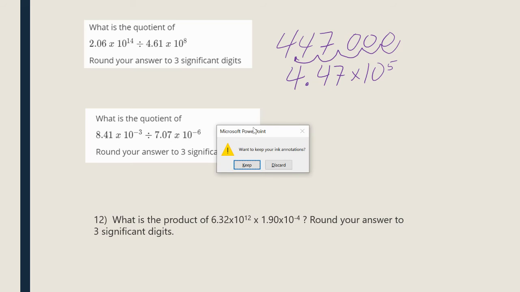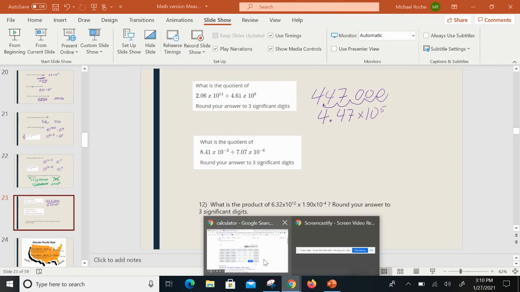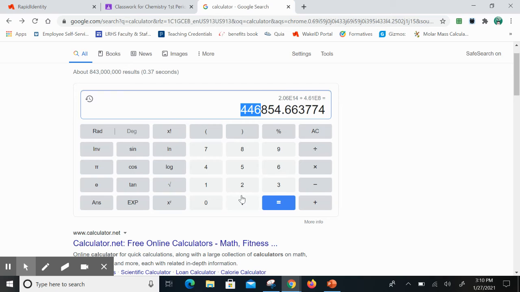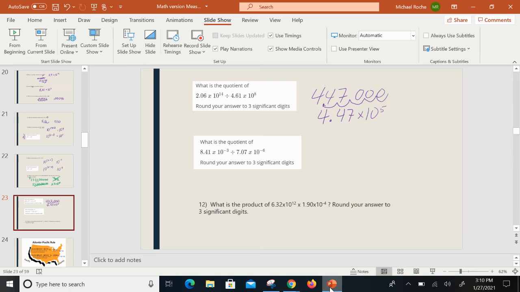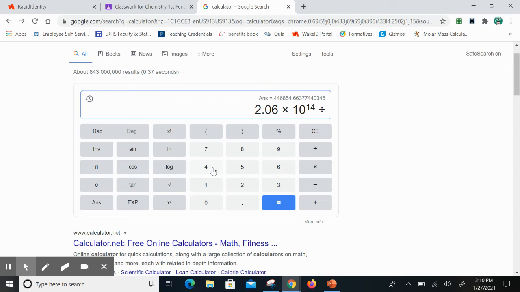This is the one where you need the parentheses. So if you're not going to use the E, if you don't want to use that E, then 2.06 times 10 to the 14th divided by, now that second number needs to be in parentheses. So 4.61 times 10 to the eighth. Oops, I just didn't do what I told you to do. Put that in parentheses. 4.61 times 10 to the eighth.